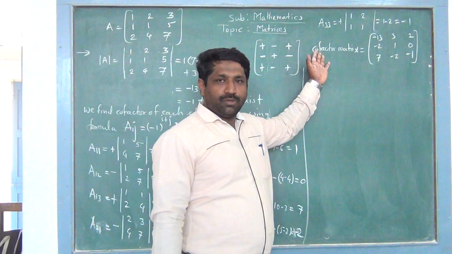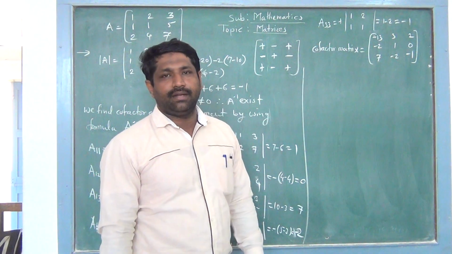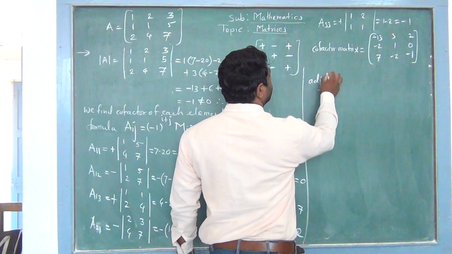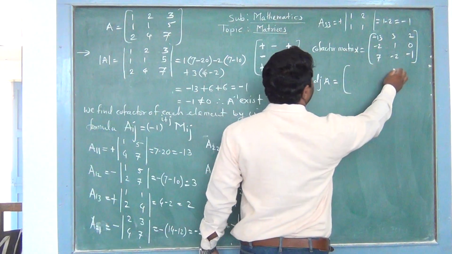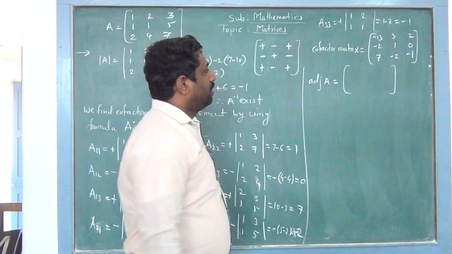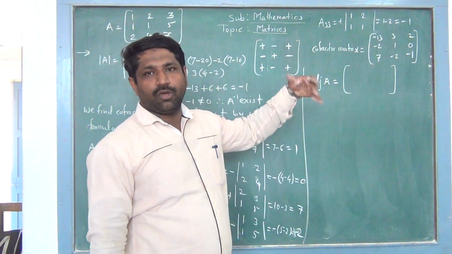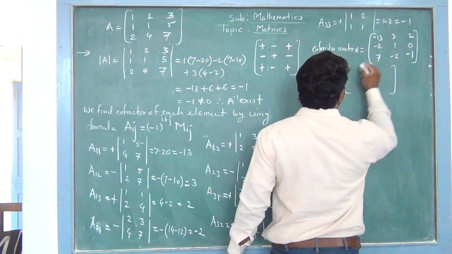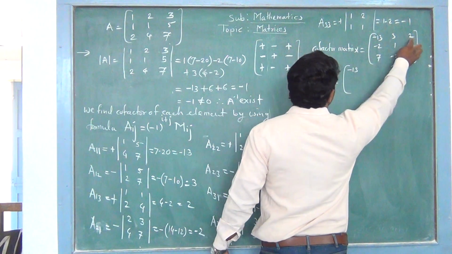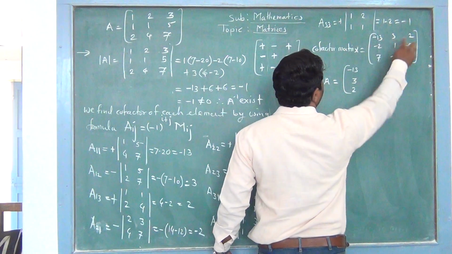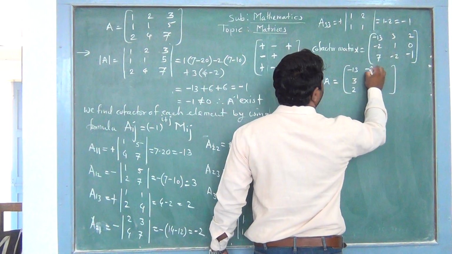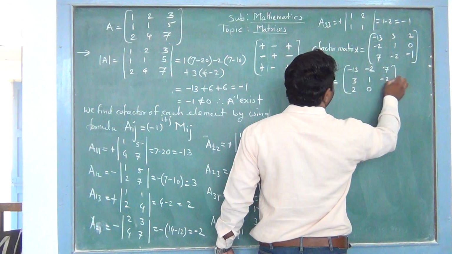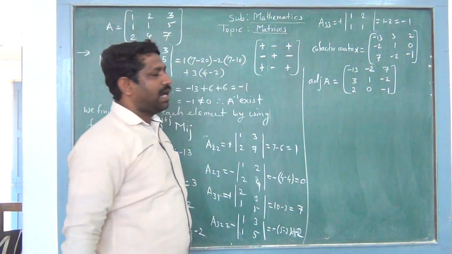Now by taking the transpose of this cofactor matrix, we get the adjoint of a matrix. So adjoint of A is nothing but the transpose of the above matrix. We change rows into columns. So -3 -13 3 2; the first row becomes the first column. Second row -2 1 0, and 7 -2 -1. So this is the adjoint of A.